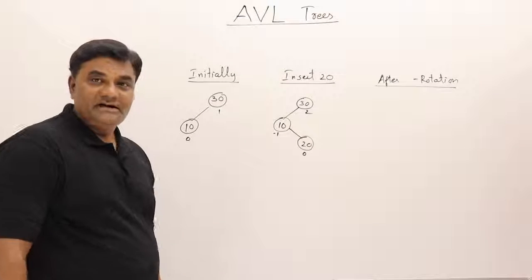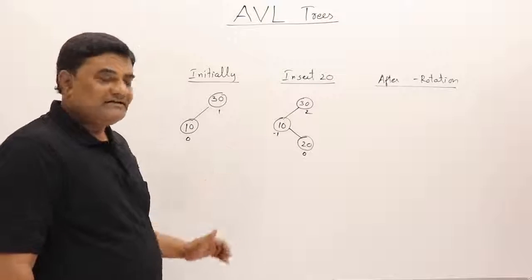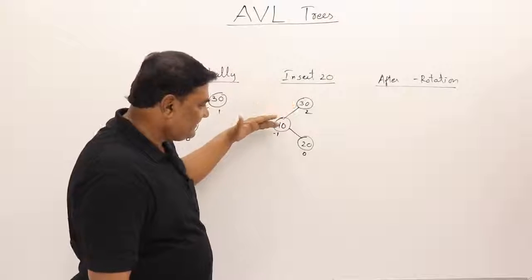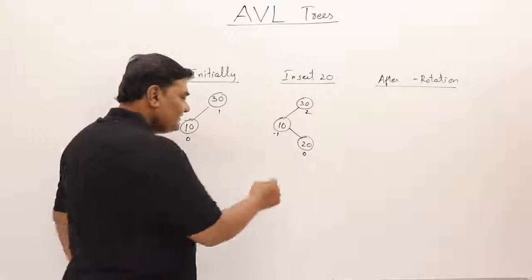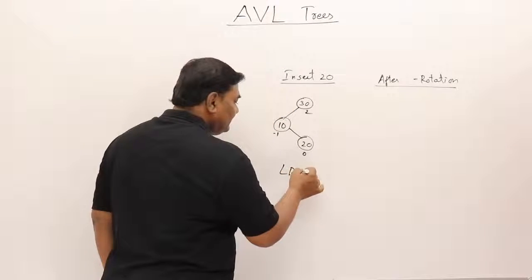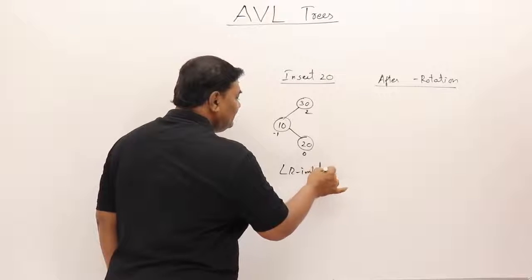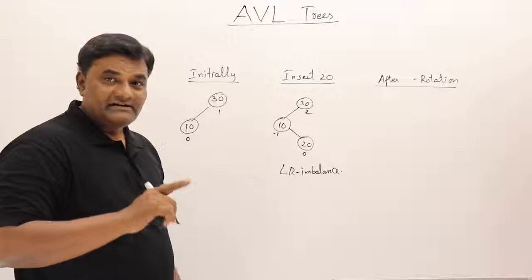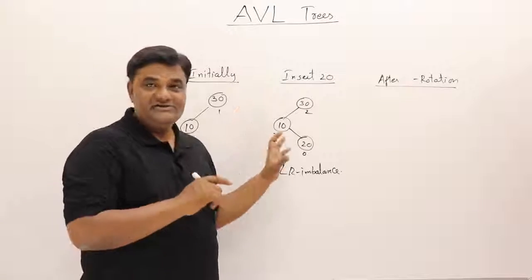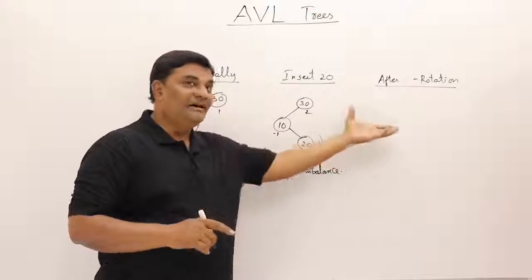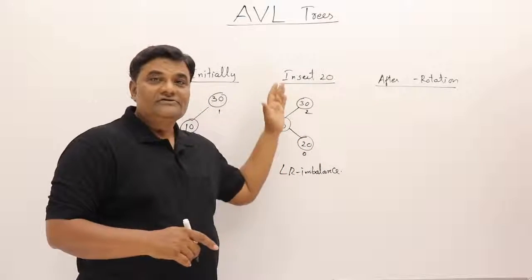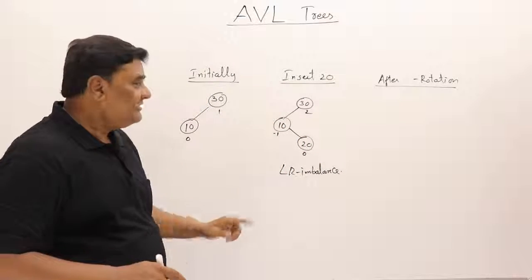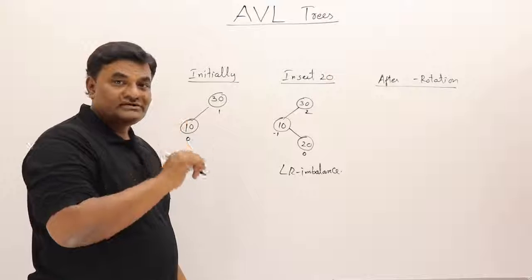Again this node is imbalanced. Why did it become imbalanced? Because I have inserted on the left and then right. So this is an LR imbalance. Then you remember I said that whatever binary search tree you get with 3 nodes, we will make it a balanced tree. We want that one. So on this we have to perform rotation. These are 2-step rotations.